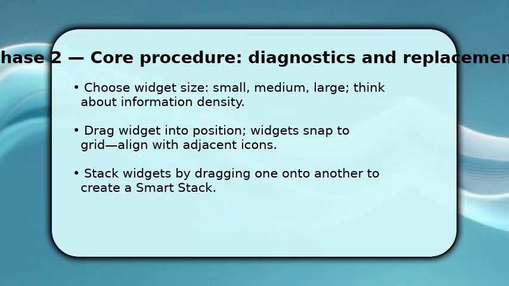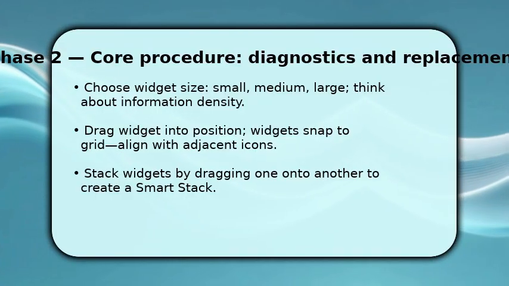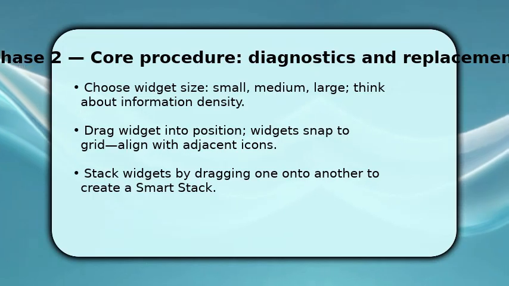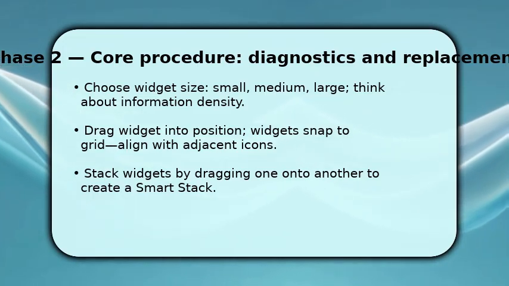If you want multiple widgets in one place, drag a widget onto another to create a stack. Once created, swipe or use Smart Rotate to surface the most relevant widget automatically. Make adjustments until it feels right.